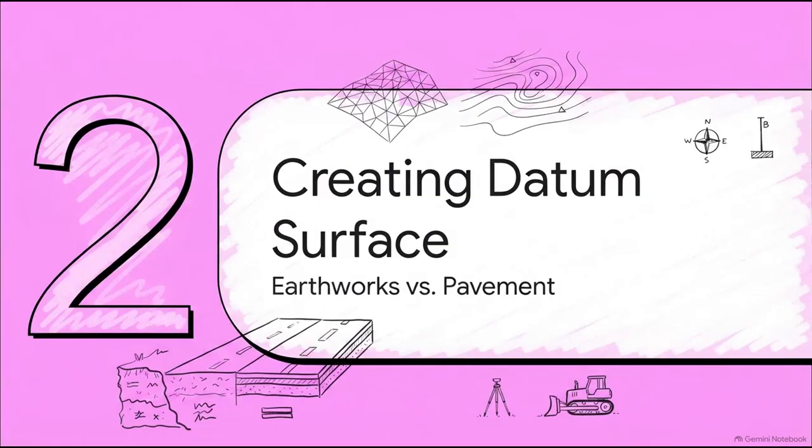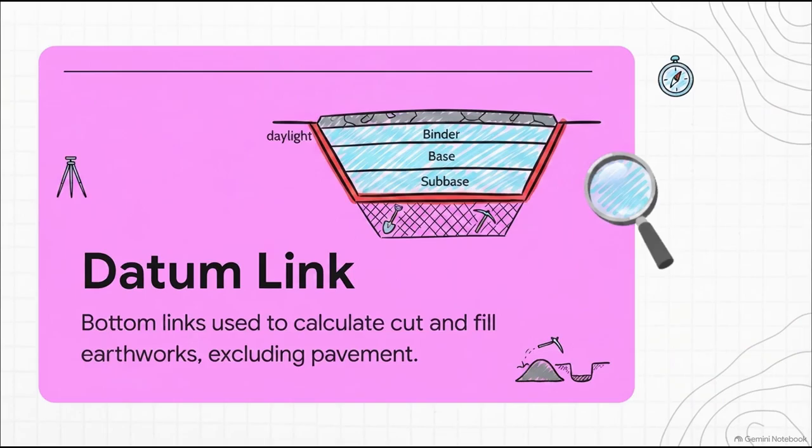Moving right along to Section 2, creating the datum surface, specifically earthworks versus pavement. Now, this is where we make the absolute most fundamental choice of this whole process, deciding exactly what part of the corridor we're trying to calculate. The crucial point here is understanding the datum link. Let's look at this definition.